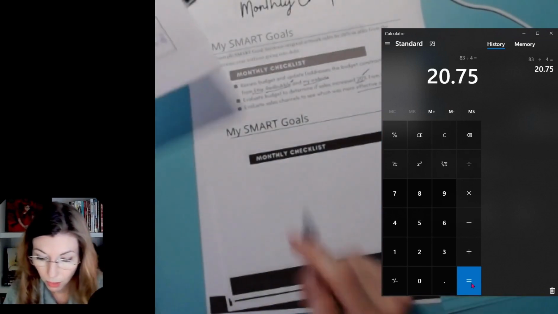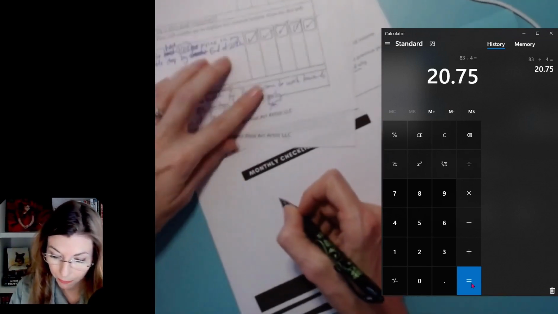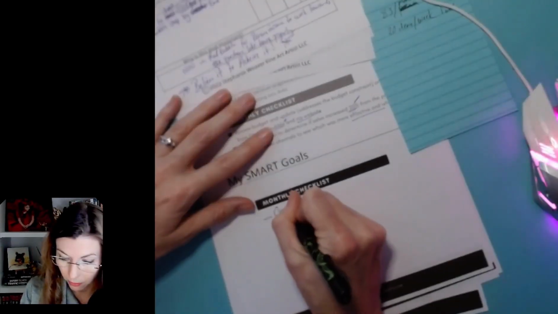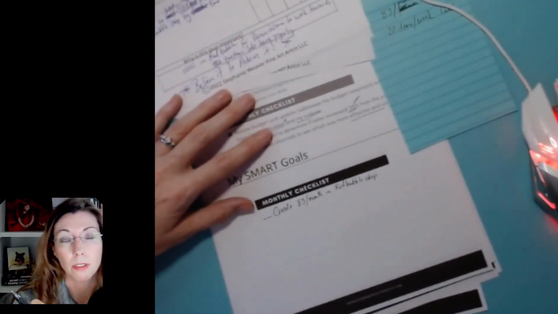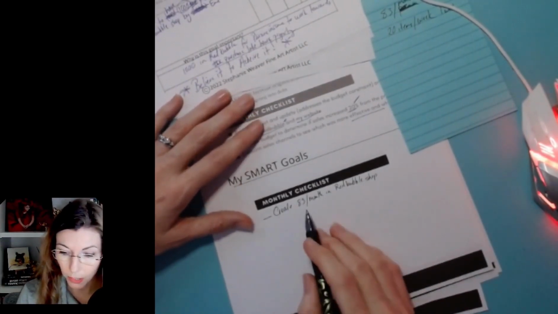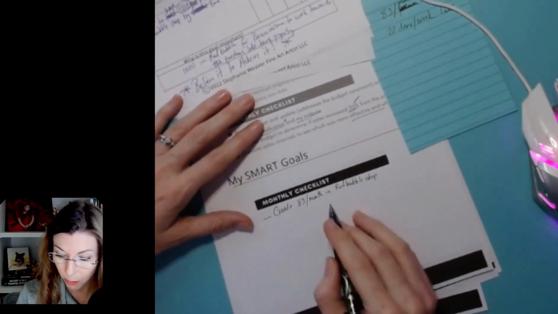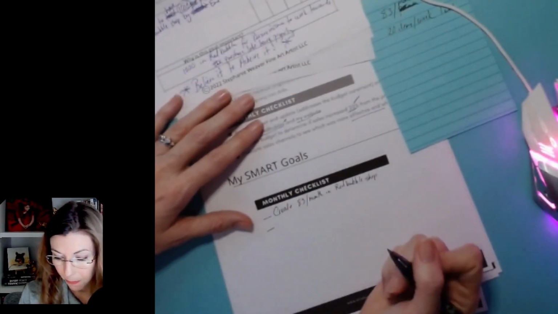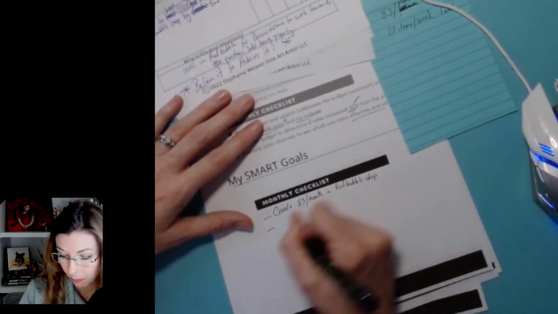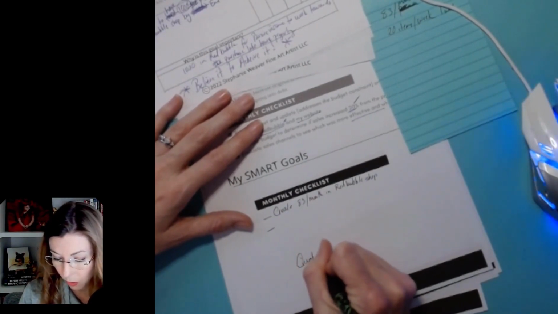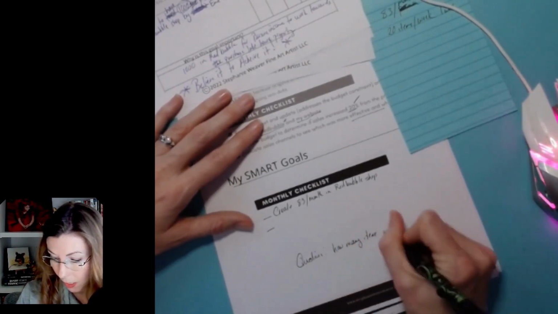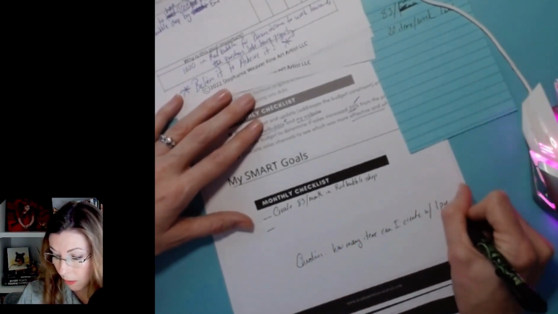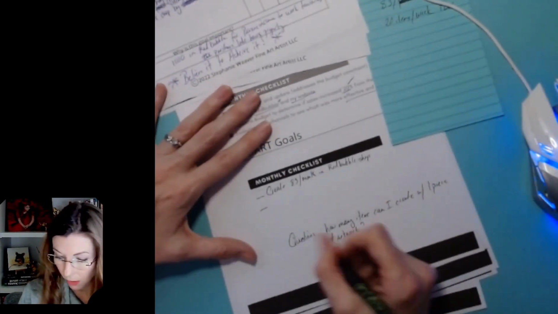Okay, so my monthly checklist, I'm going to break this down. Create 83 items per month in Redbubble. And I'm going to break that down even further because there needs to be some research done in this, right? So if I know I want to do 83 pieces per month, I've got questions. So I'm going to add in a questions section. It's totally fine to have questions, okay? So question 1 is, how many items can I create with 1 piece of artwork? Okay, that would be one question.